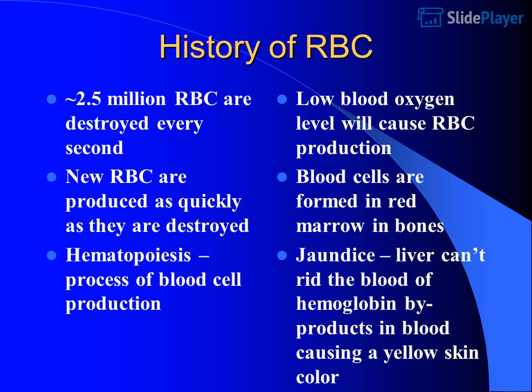History of RBC: 2.5 million RBC are destroyed every second. New RBC are produced as quickly as they are destroyed. Hematopoiesis, the process of blood cell production. Low blood oxygen level will cause RBC production. Blood cells are formed in red marrow in bones. Jaundice: the liver can't rid the blood of hemoglobin byproducts, causing a yellow skin color.